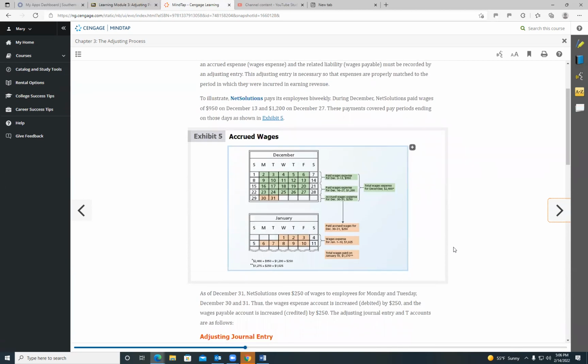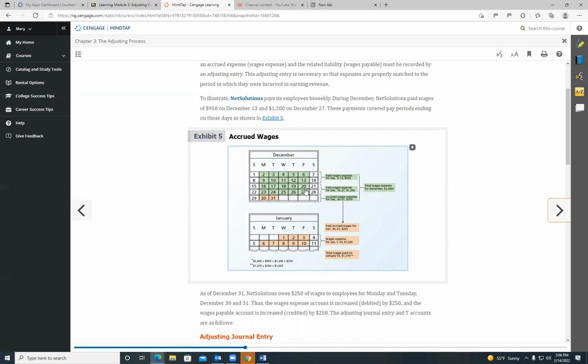So Net Solution pays its employees bi-weekly. And during December, Net Solutions pays wages of $950 on December 13th, and $1,200 on December 27th. And these payments covered pay periods ending on the days as shown in this exhibit. But as of December 31st, Net Solution owes $250 of wages to employees for Monday and Tuesday, December 30th and December 31st. Thus, the wages expense account is increased with a debit of $250, and the wages payable account is increased with a credit of $250. And this is considered an adjusting entry.